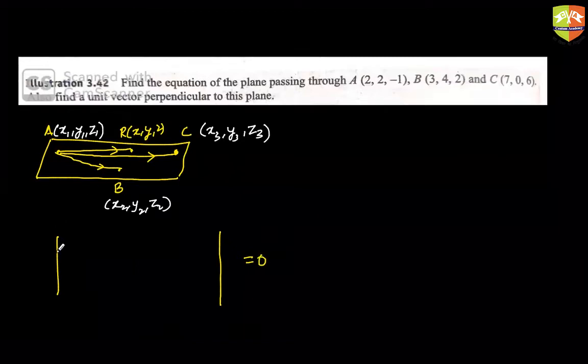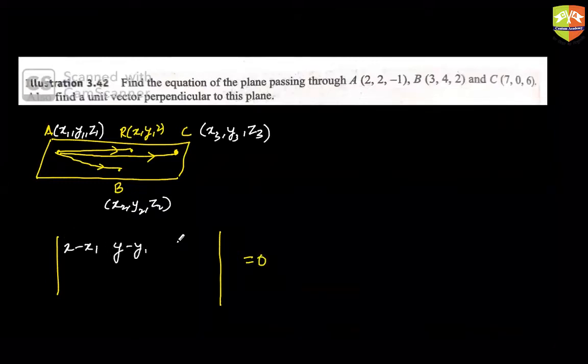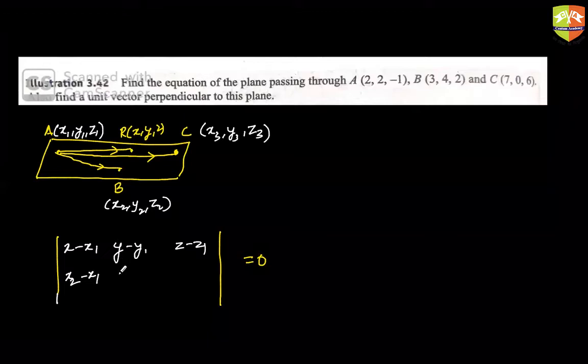So what is the IJK component of AR vector? x minus x1, y minus y1, z minus z1. What is the xyz component of AC vector? x3 minus x1. You can write AB first, but it doesn't really matter. You can write in any one of the rows, because ultimately you are equating it to zero. So let me write AB first just to maintain an order of 1, 2, 3. So x2 minus x1, y2 minus y1, z2 minus z1, then x3 minus x1, y3 minus y1 and z3 minus z1.